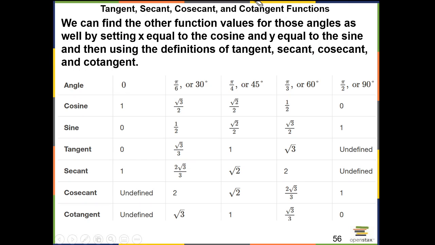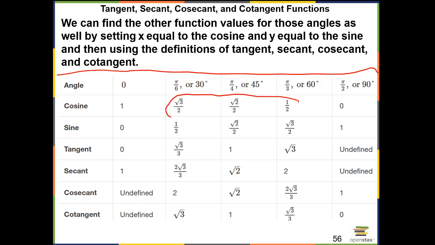Now, at this time, you should be able to create this table from memory. These are very famous angles: 0, 30, 45, 60, 90. And then first you find sine and cosine easily. You really have to memorize only these three.